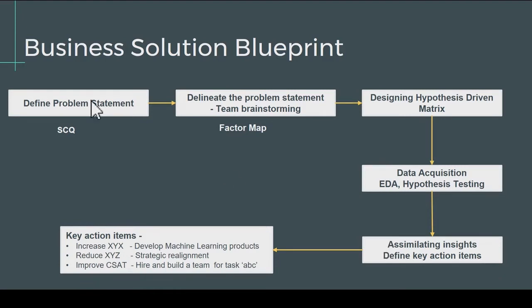So let's take it more tangibly. You define the problem statement. You have the SAQ already done. You delineate the problem and you do a team brainstorming activity to come up with a factor map. Let's look at what you would understand by a factor map. A factor map is, in a nutshell, a simple process to have a structured brainstorming exercise documented on paper. So how would this go ahead? This would be connected with the SEQ.